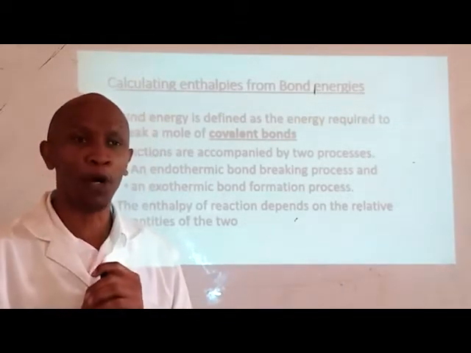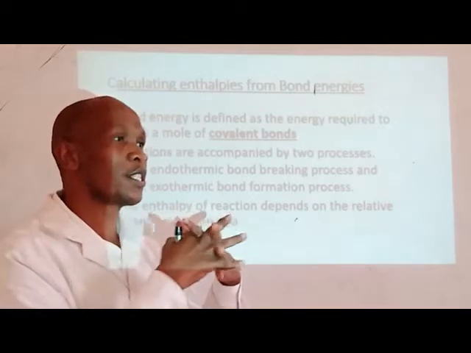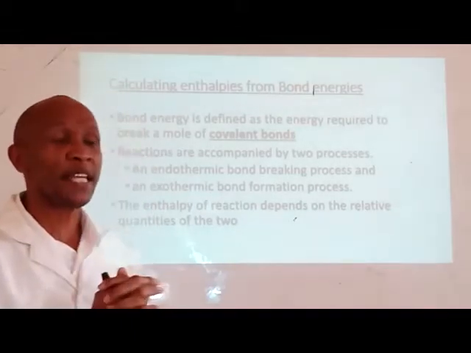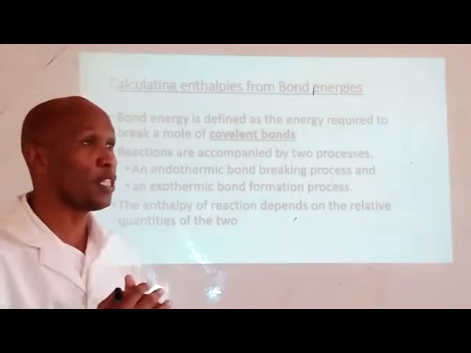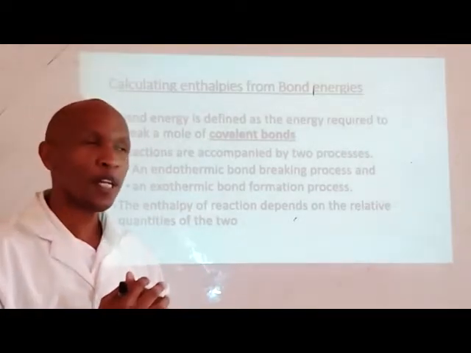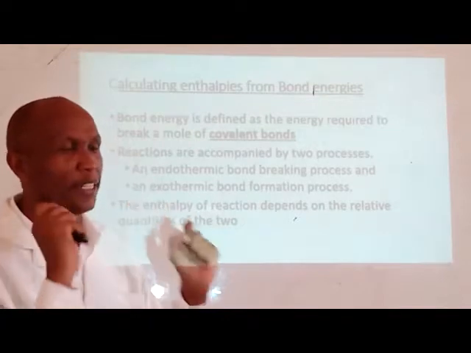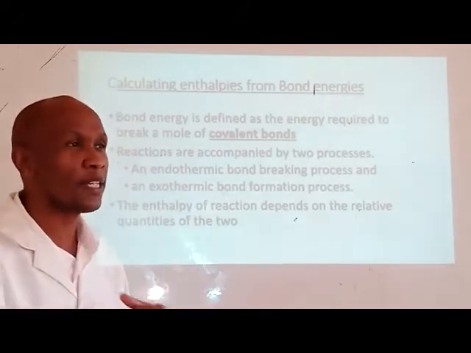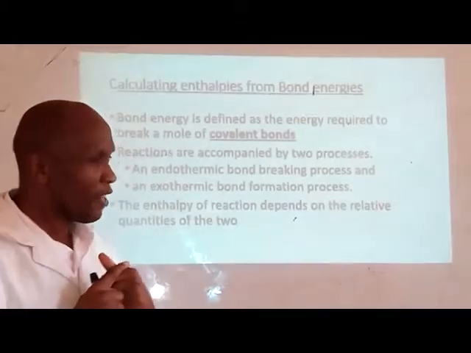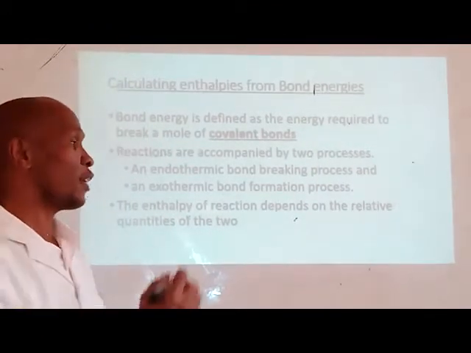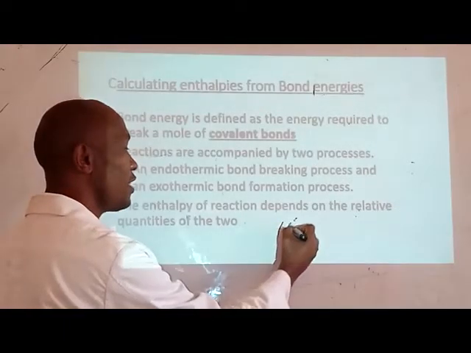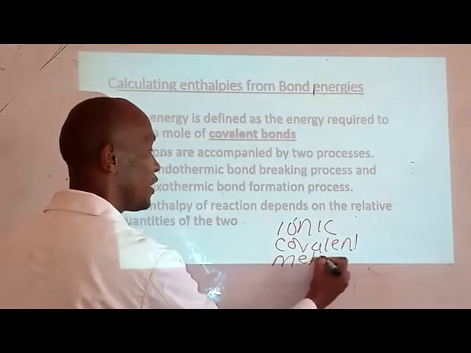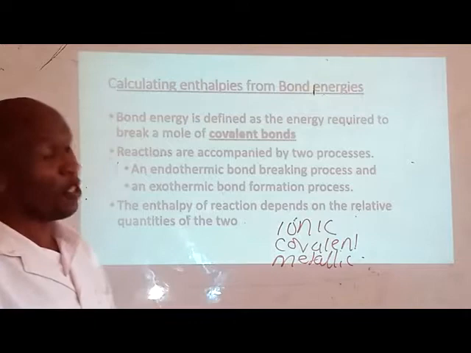Now, we know what a bond is. A bond is that which holds items together, all substances, all particles. Of course, we are in chemistry, we are not interested in people, we are not interested in cows, we are not interested in stones. So we are interested in atoms, molecules and all that. So whatever holds atoms and molecules together to form a chemical substance is what you call a chemical bond. Now, of course, from our Form 2 work, we know that we have three types of bond. That is ionic bond, covalent bond, and metallic bond. We have all those types of bonds.